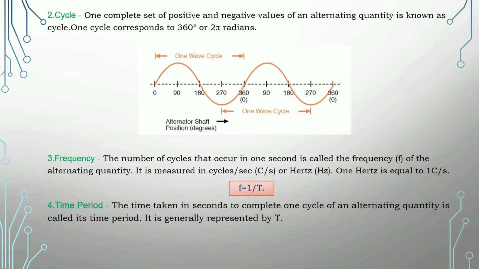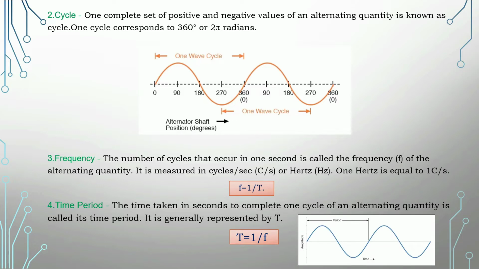The fourth and important definition is time period. The time taken in seconds to complete one cycle of an alternating quantity is called its time period. It is generally represented by T. The time required for a wave to go from 0 to 360 degrees or 2 pi radians is nothing but the time period, and its formula is T is equal to 1 by f. From the above, we have shifted T to the left hand side and f to the right hand side, and its SI unit is second.